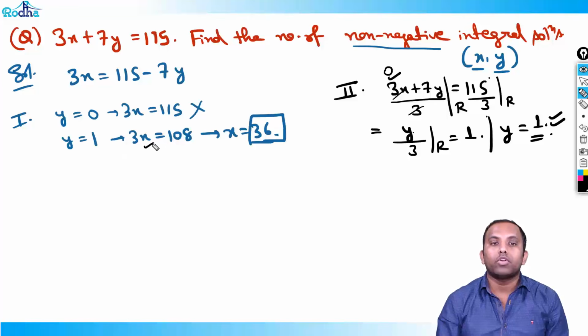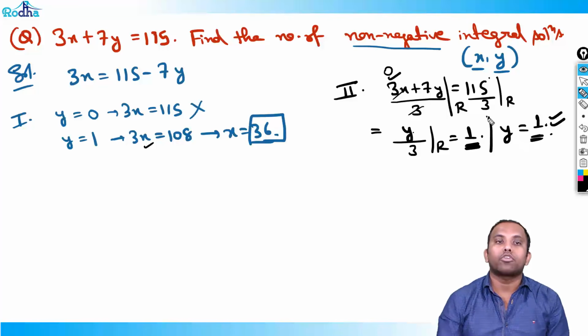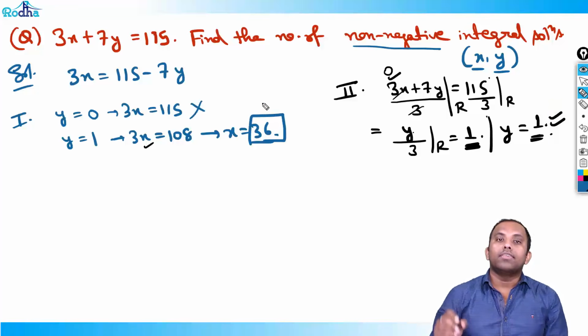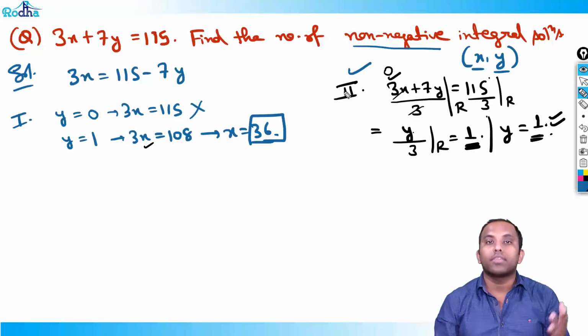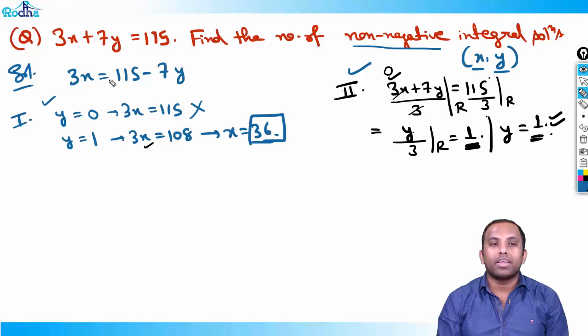So at y equal to 1, 3x is 108, so x is 36, right? So anyway, by hit and trial or by the remainder method, you'll get the value of y or x for which the other has to be an integer. Very important, always remember these two methods. In some situations you will use this, in some you will use that. If hit and trial will go long, negative remainder is getting easier, or here directly you see at y equal to 1, x is 36.